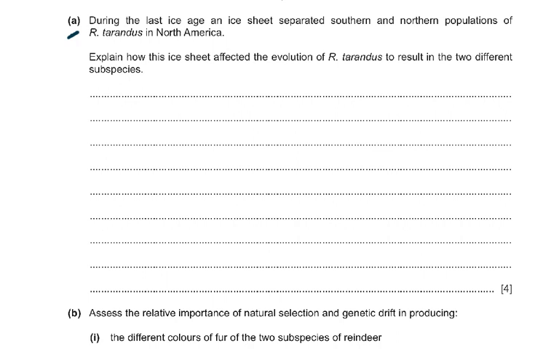And coming to the A part of the question, during the last ice age, an ice sheet separated southern and northern populations of R. tarandus in North America. Explain how this ice sheet affected the evolution of R. tarandus to result in the two different subspecies. Now, if you know your syllabus, this is what? Speciation. So it is what? Geographical isolation. Or if you said allopatric speciation, when they are, I tell you this, alag, separate.